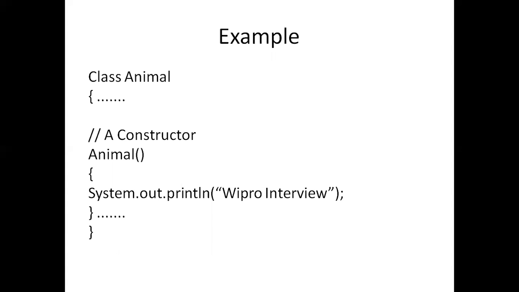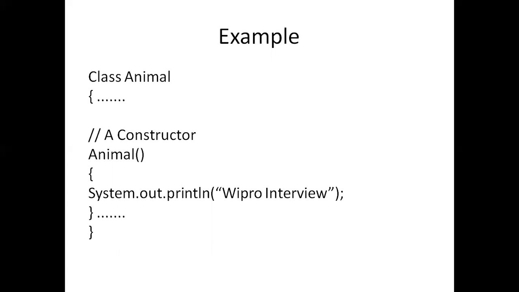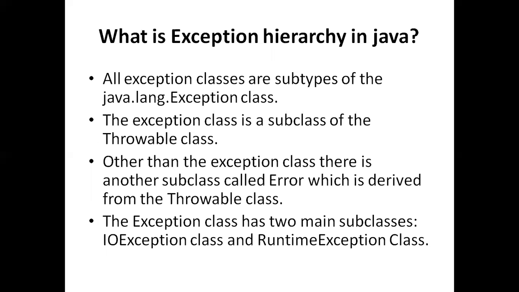So you can take this example. Class Animal is one of the classes defined over here, and within that there is Animal, which is a constructor actually, and in that we are writing system.out.println Wipro interview. You can see the name of the class and constructor is same. Again, as we saw, a constructor also contains a collection of statements, and then we have got SOP Wipro interview over here. So this is one of the examples you can give. If they ask you what are types, then again you can explain types as well.